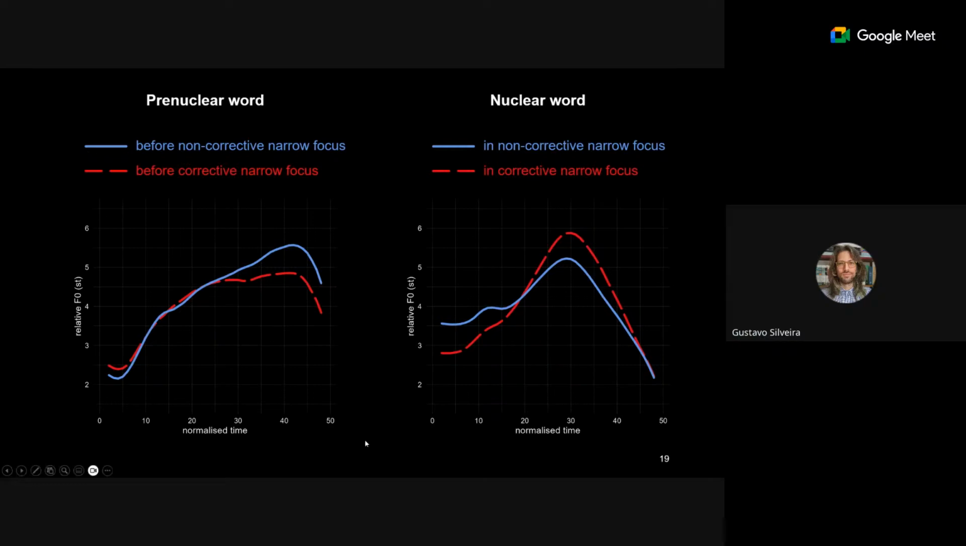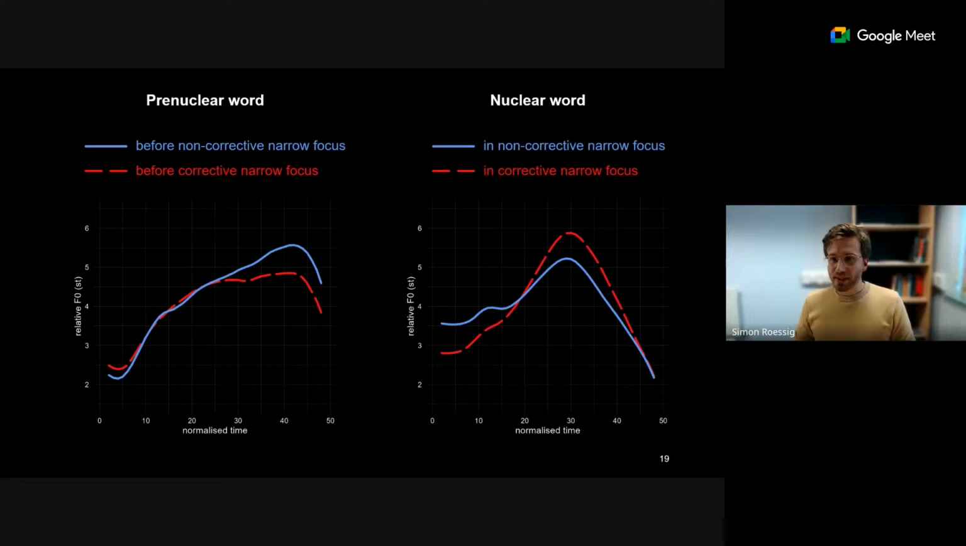Okay, Alessa Farinella said, "Hi, thanks for the talk. I was wondering about the perception study, since you are comparing broad and narrow focus. In the former, the prenuclear material is new, but in the latter, it's given. It would be really interesting to see if there is a difference between contrastive and non-contrastive narrow focus."